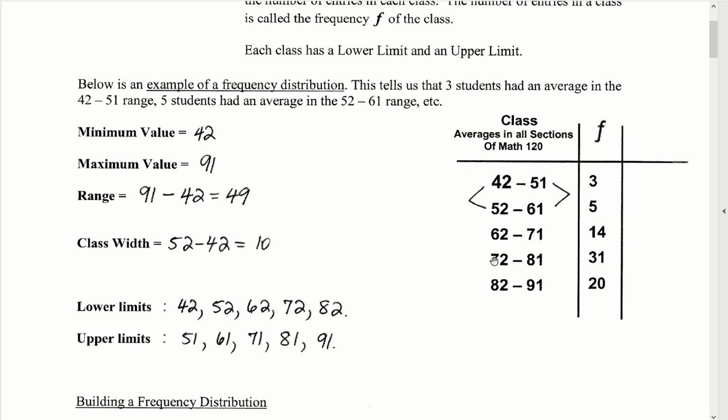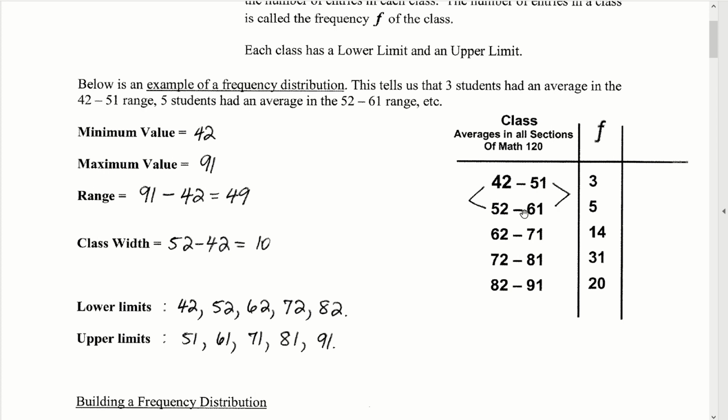I could have picked any 2 consecutive lower class limits. For example, if I look at these 2 here, 72 minus the preceding one of 62 would also give us 10. Conversely, if I were to pick any 2 upper class limits that are consecutive, 71 minus 61 also produces that class width of 10. So this is something that's going to be very important, especially in 2.1, is that the class width is the difference either between successive lower class limits or successive upper class limits.